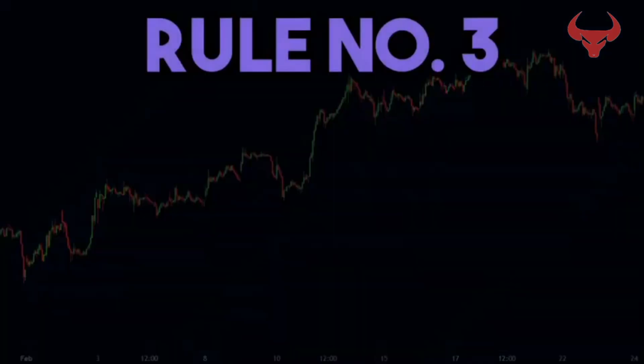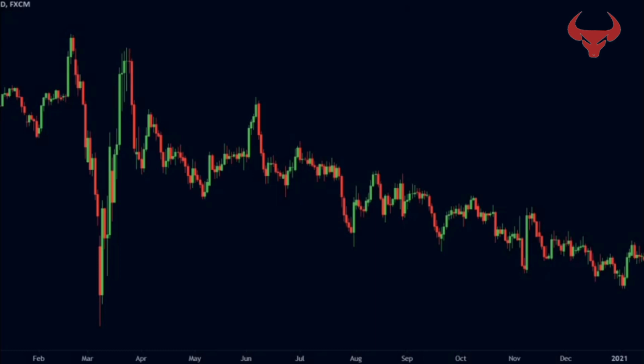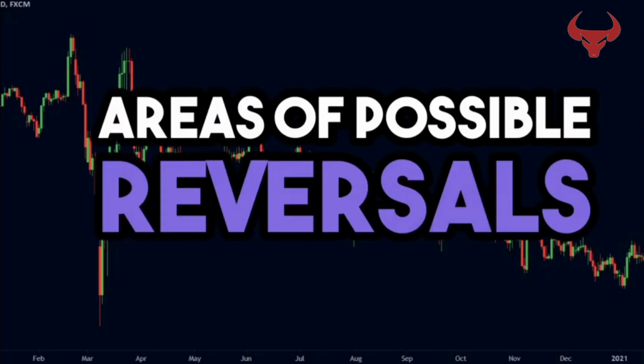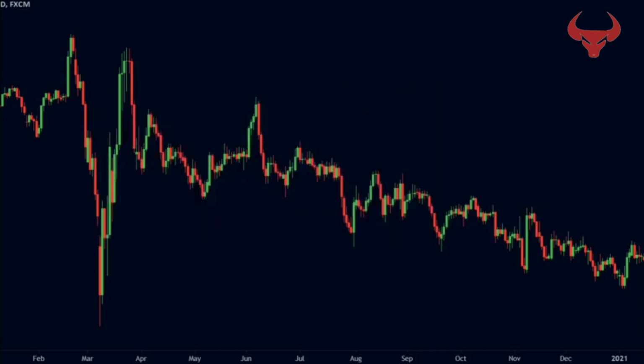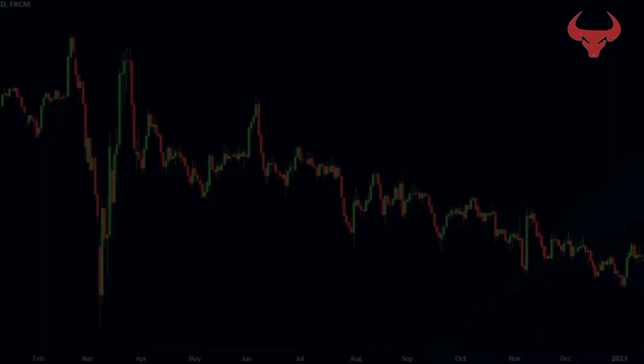The third and last rule of drawing a trend line is that sometimes we have to use 2 parallel lines to appropriately draw the trend line. Just like support and resistance, trend lines are also areas of possible reversals. This means we cannot expect the market to reverse exactly at the trend line. Sometimes the market can reverse before hitting the trend line. On the other hand, sometimes it may go beyond the trend line before reversing. Hence, we need to think of trend lines as an area rather than a line.